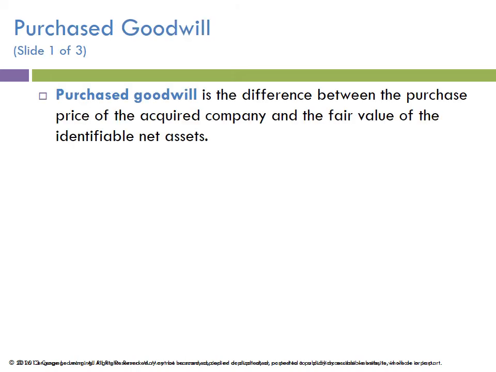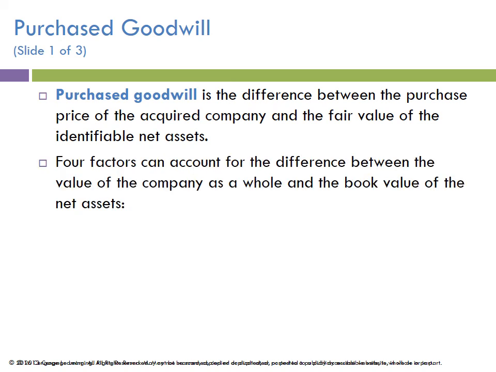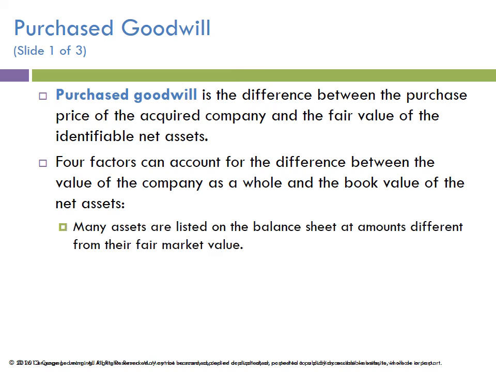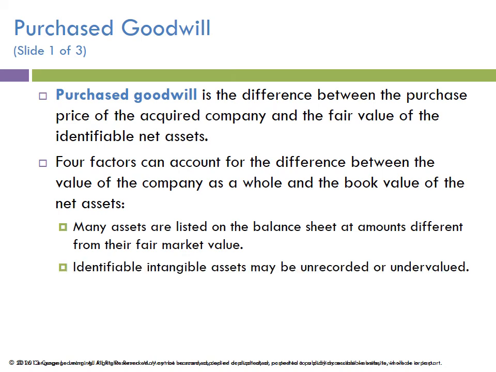So goodwill is purchased. That's the only time you're going to see it on a balance sheet. It's the difference between the purchase price of the acquired company and the fair value of the identifiable net assets. Four factors account for the difference in the value as a whole and the book value. Many assets are listed on the balance sheet not at fair value. That's true. They're listed at book value.